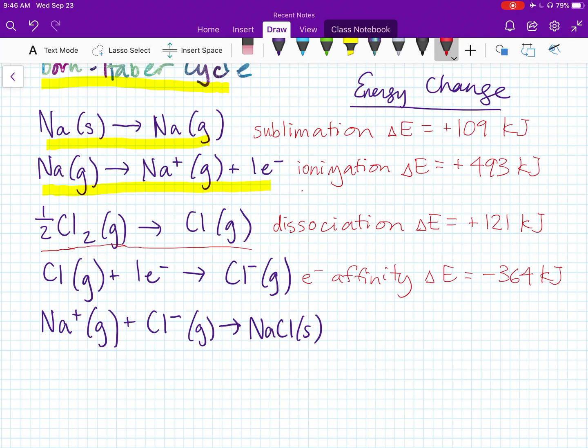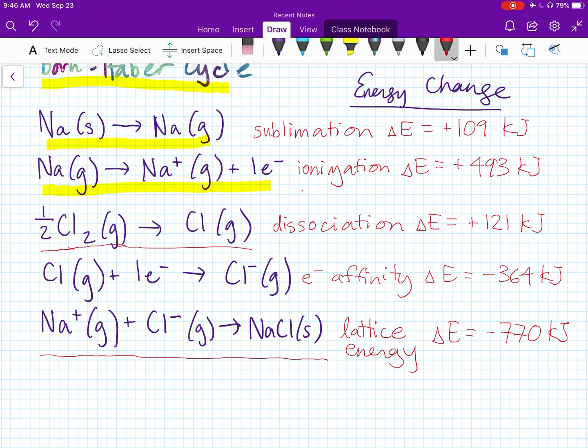Finally, I have the gaseous sodium and chloride ions packing together to form the ionic solid. We've talked about that before as well. That's the lattice energy. Lattice energy is defined as the energy that's released when gaseous ions pack together to form a solid. So energy is released from the system when that happens, and this gets a big negative value. It's a large value because lattice energy tends to be large and negative. You have a lot of energy released when gaseous ions pack together to form a solid because that's a very favorable process.